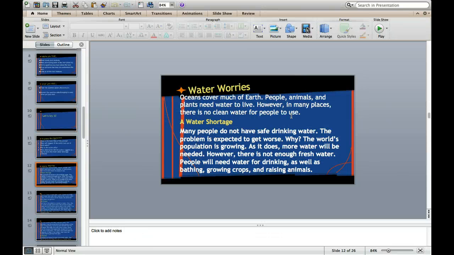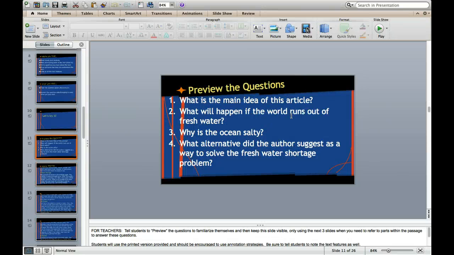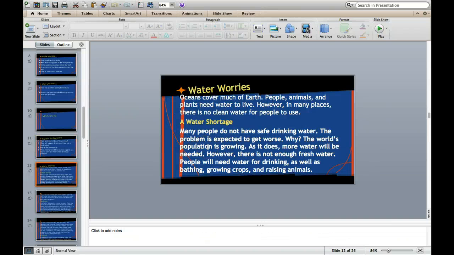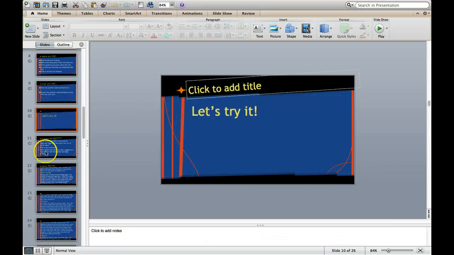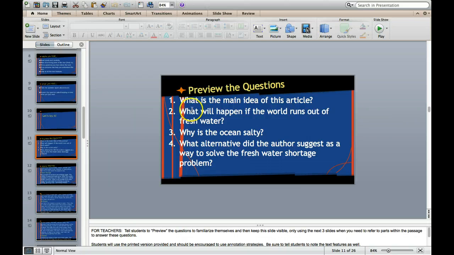So here, let's try it. You have an article that your teacher gave you called Water Worries. Before you read it, here are the questions. What is the main idea? What will happen if the world runs out of fresh water? Why is the ocean salty? And what alternative or other option did the author suggest as a way to solve the freshwater shortage problem? I want you to very slowly and carefully read each of these questions again to yourself.